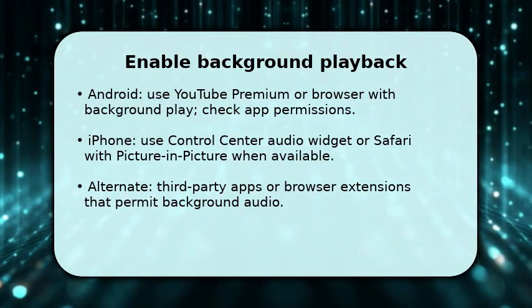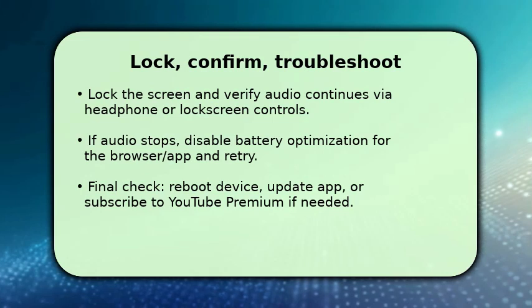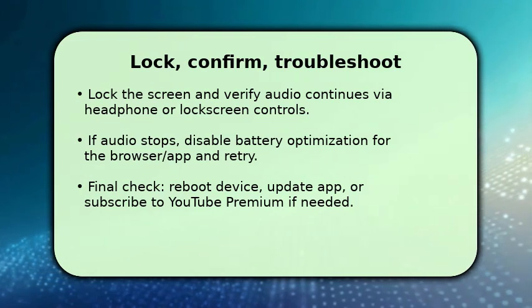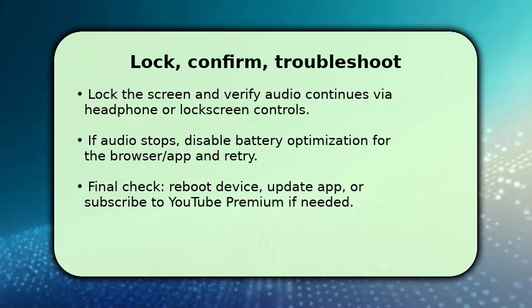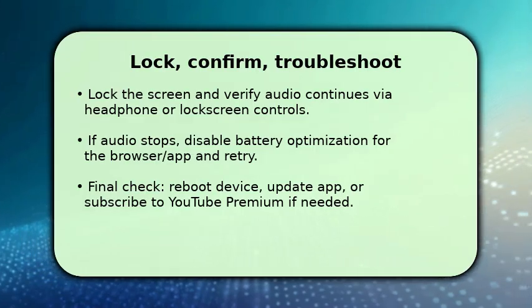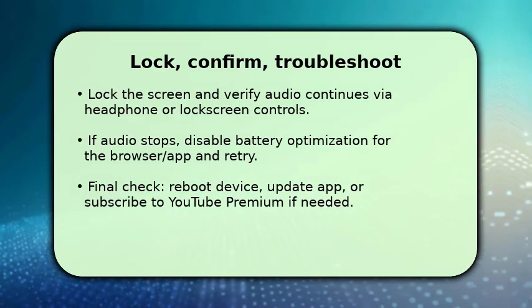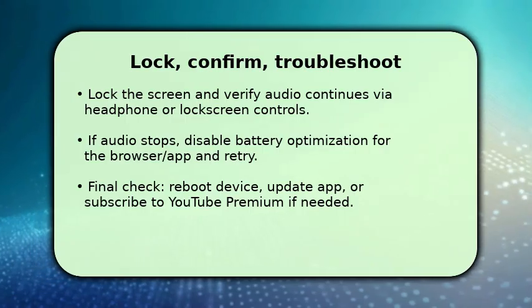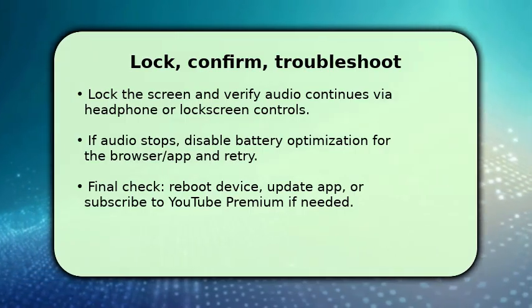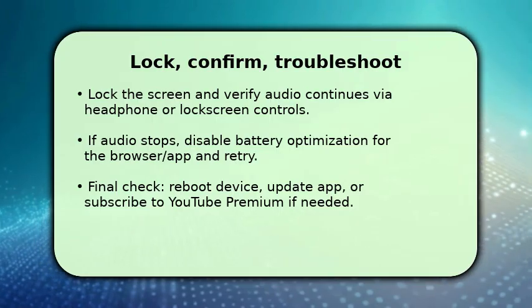Check permissions and battery exceptions. Finally, lock your device and confirm audio persists by checking headphone, lock screen, or Bluetooth controls. If audio stops when the screen locks, go to Settings and disable battery optimization for the YouTube app or browser. This prevents the OS from pausing background tasks.